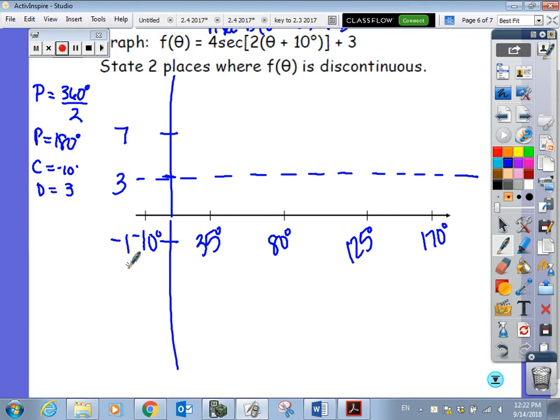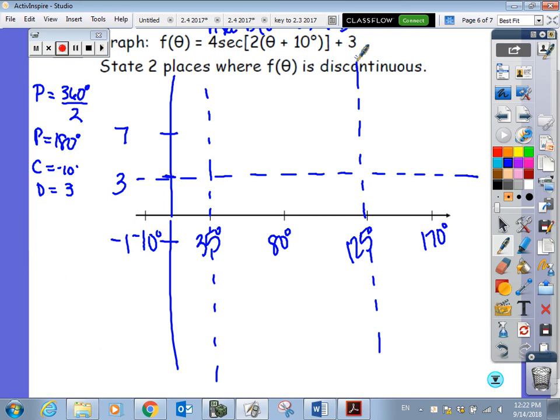And again, I'm going to sketch my, well, no, let's see. I'm going to first put my discontinuities, or my asymptotes. We are secant, so that means it's at 35 and 125. How do I know that? Let's say I didn't know that. I can't remember where it goes. I think it's at 35, but I'm not sure.